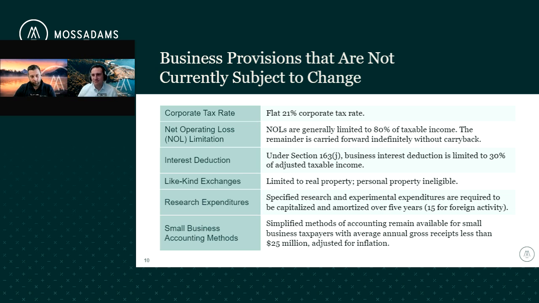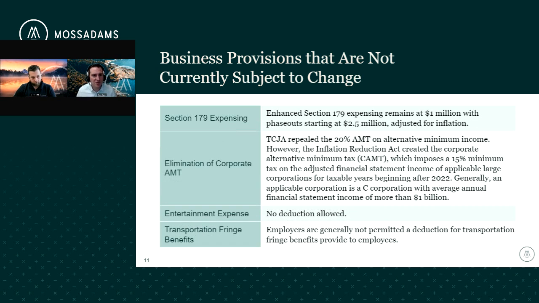And there were a lot of exemptions put in for small businesses based around things like inventory and methods of accounting. Those things are all continuing to stay as well. Then real quick, just a few other ones that are not changing. 179 continues to stay at the 1 million. The corporate AMT was repealed, and it's still going to no longer be there. They did put in a different kind of minimum tax as part of the Inflation Reduction Act, but it really only applies to taxpayers with over $1 billion of income, so we don't see that very often.